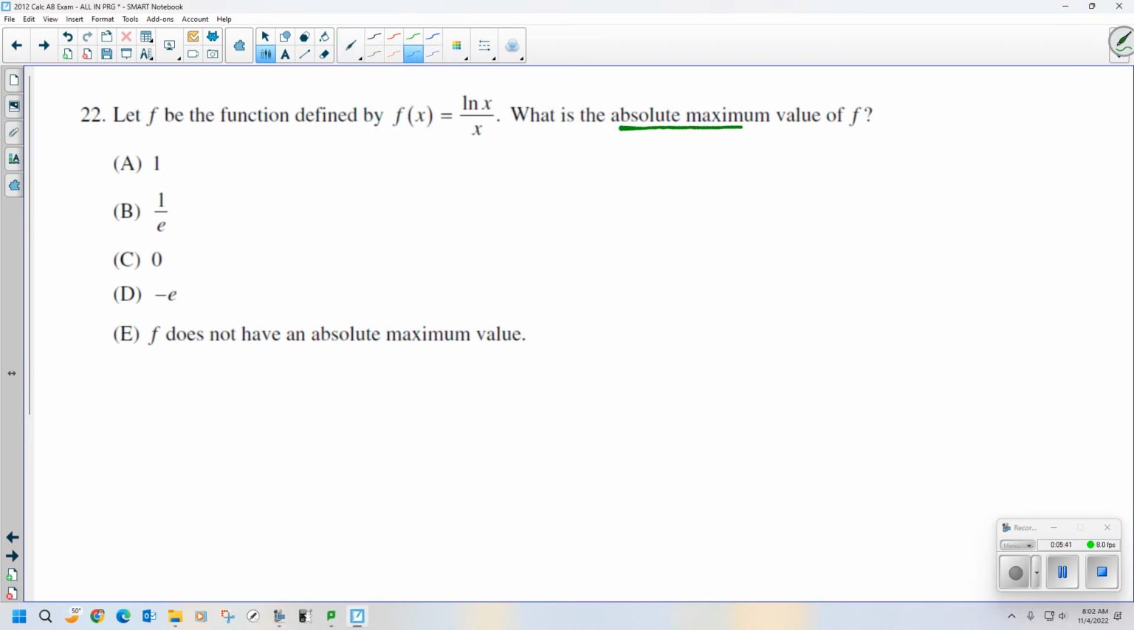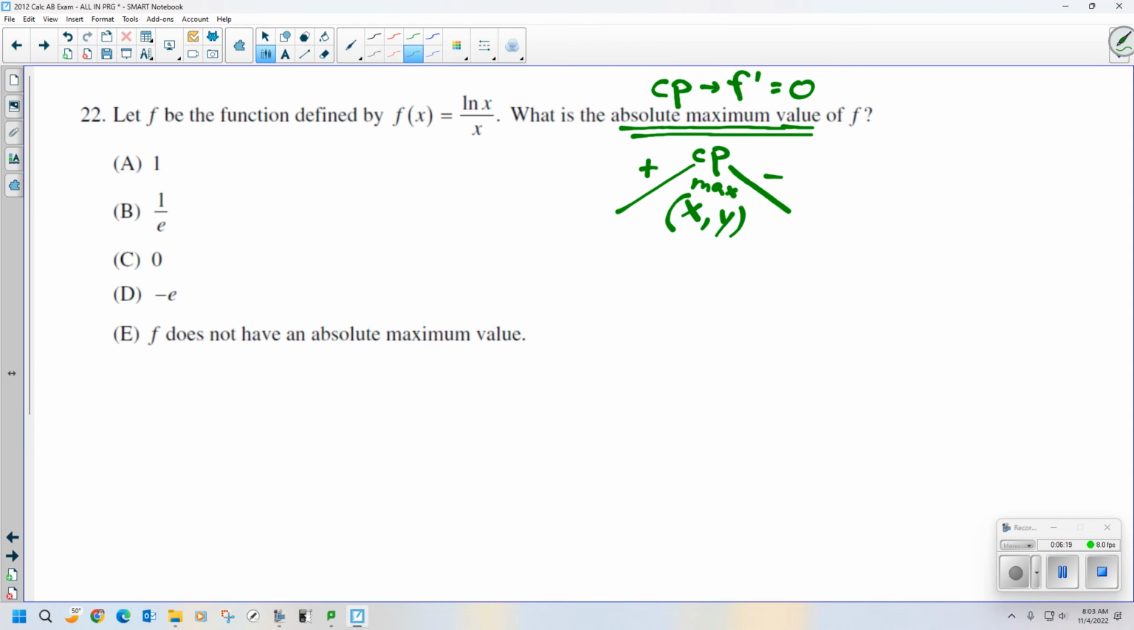If I want to find the absolute maximum value, the first thing I need to do is find critical points. That's where my first derivative is equal to 0, and those are the only places where we can have possible mins and maxes. In our case, we want a maximum. So I want to make sure wherever my critical point is, I have a positive slope or derivative going up to it, and a negative slope or derivative after it. That would definitely tell me that this is a max.